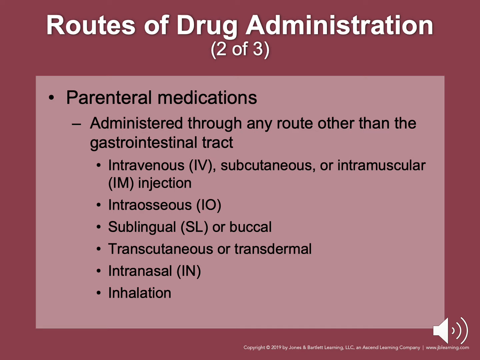So the sublingual route enters the bloodstream through oral mucosal membranes within minutes. Faster than the oral route and protects medications from chemicals in the digestive system. So an example is nitroglycerin. Buccal is similar to the sublingual route. Medication is placed between the cheek and gums. Common route for glucose gel.